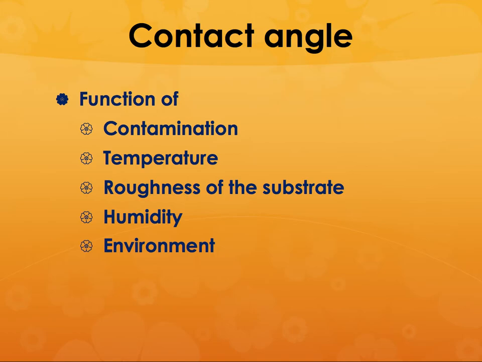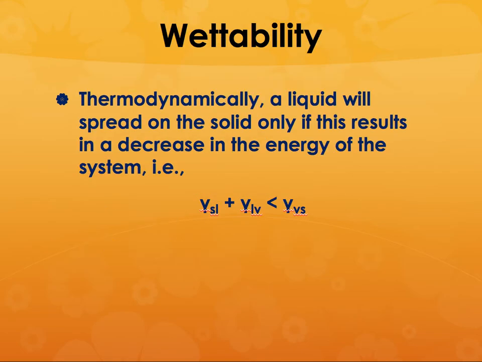And it is also a function of contamination, temperature, roughness of the substrate, humidity, and the environment. If there are a lot of dust particles, then it is going to reduce the wetting. If there is humidity, it can also reduce the wetting. The environment can do that. And if there is roughness, then it can actually increase the wetting of the matrix resin on the fibers.